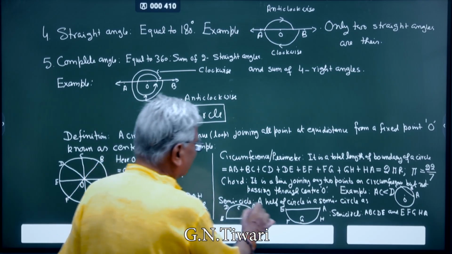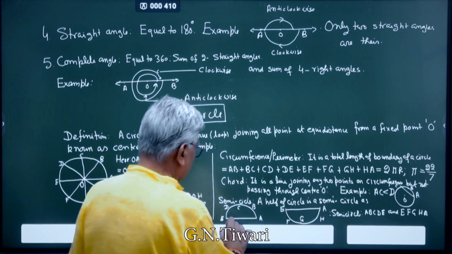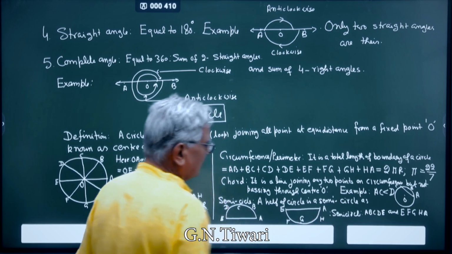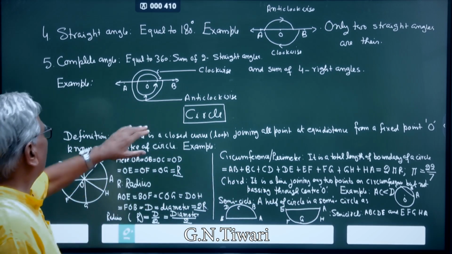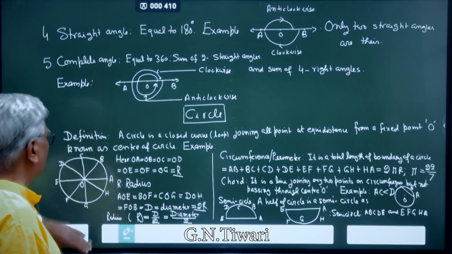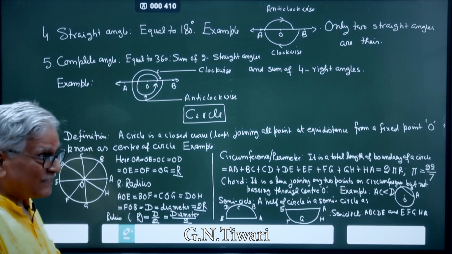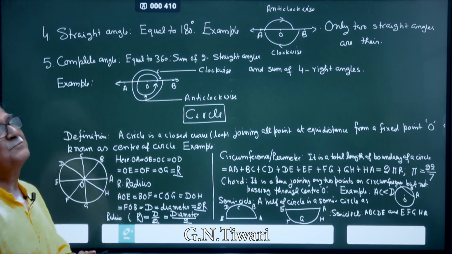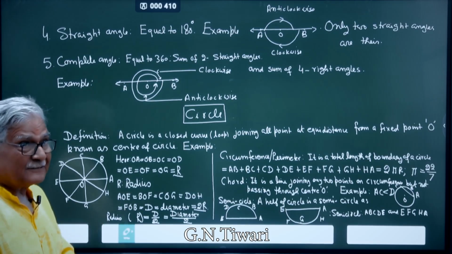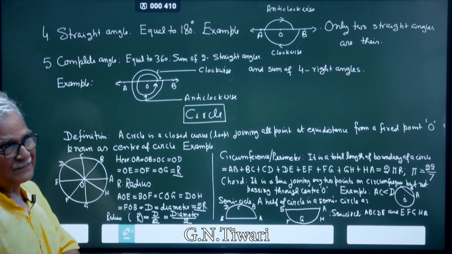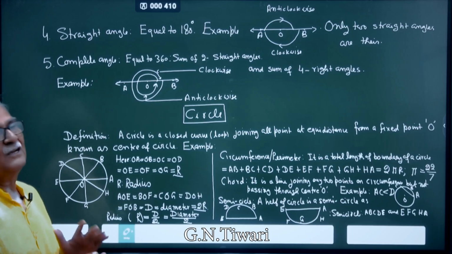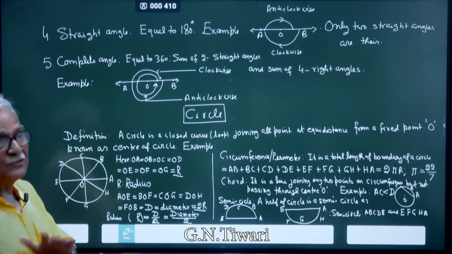Semicircle, half of the circle is known as semicircle. Half upward hai, half downward hai. So this is how you can define the semicircle. If you cut this one, half above, half downward. So in a circle, two things are very important. What is the diameter? What is the radius? Diameter is double of the radius. So if D is given, you can find out R. R is given, you can find out D.